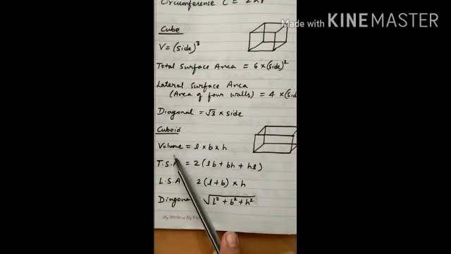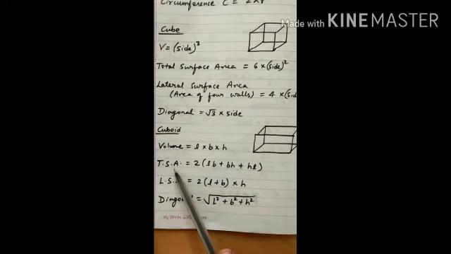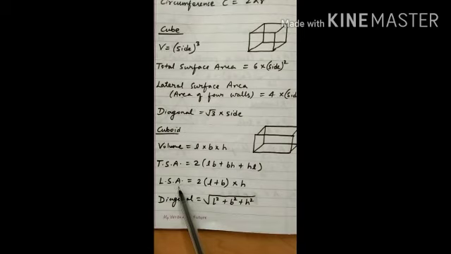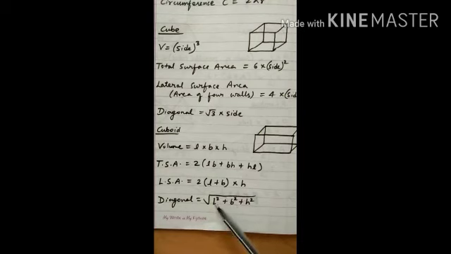Cuboid has volume equals length into breadth into height. Total surface area, it means surface area of all the 6 faces, equals twice of length into breadth plus breadth into height plus height into length. LSA means lateral surface area, which is also known as area of 4 walls, equals twice of length plus breadth into height. And diagonal of a cuboid equals root L square plus B square plus H square.